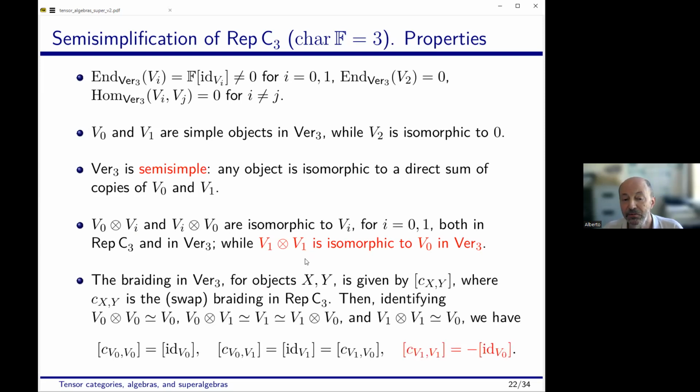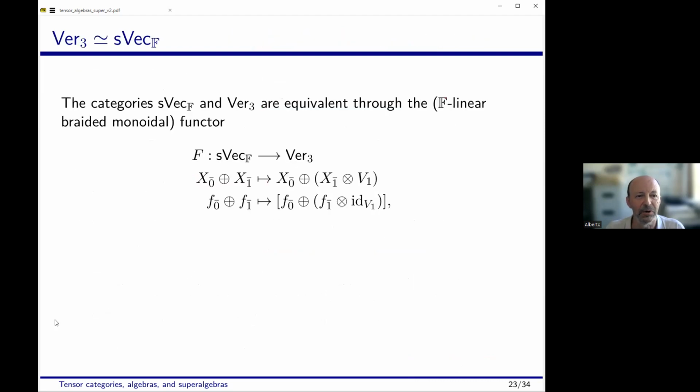And the braiding comes from the braiding. The braiding is obtained by considering the class of the original braiding modulo negligible morphisms. The braiding in the category of representations of C3 is just the usual swap. But then, identifying V1 tensor V1 with V0 because they are isomorphic, the braiding here is minus the identity, while it corresponds to the usual swap in the other cases. So one has to be careful with V1. V0 behaves very nicely, so there's no problem about that.